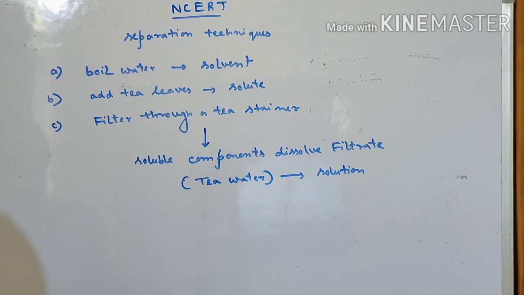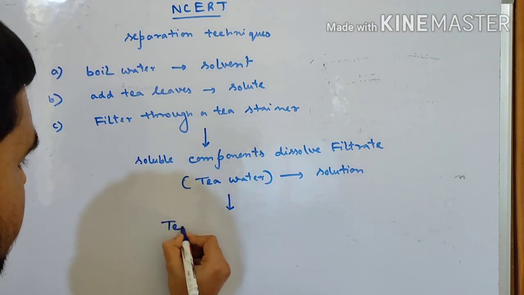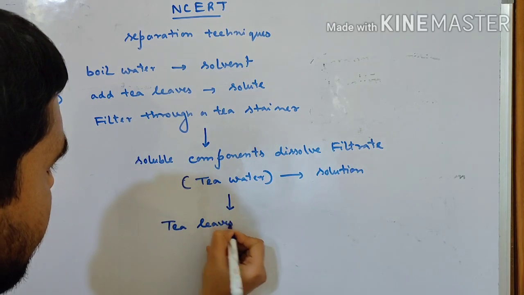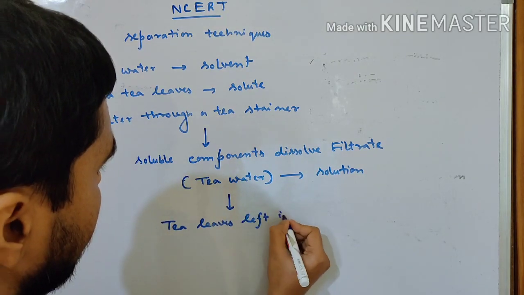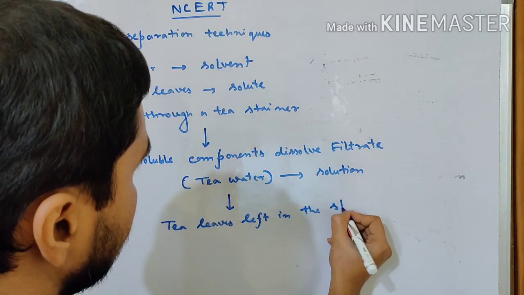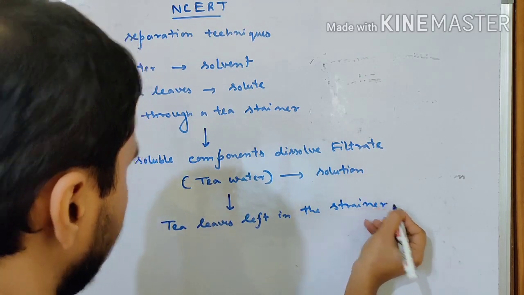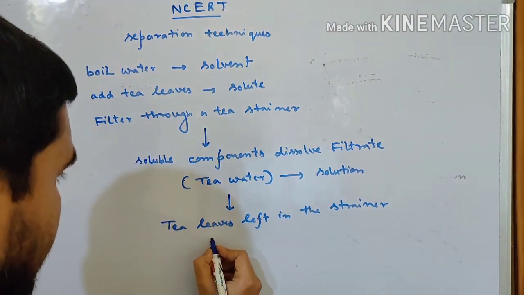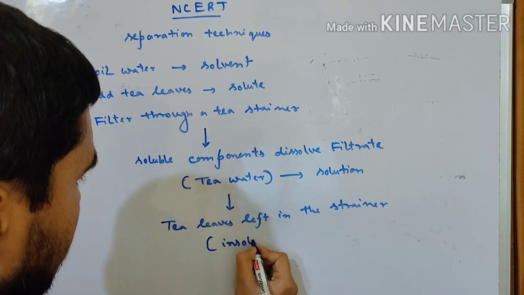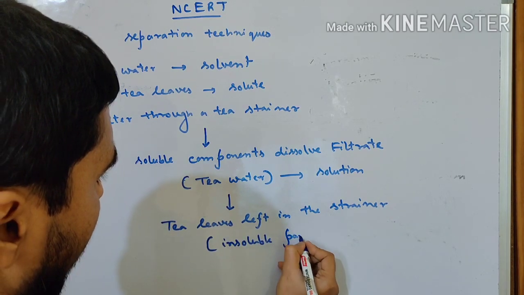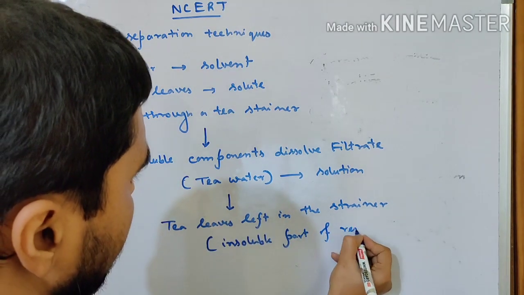After that, what happens? Tea leaves have to be separated. So tea leaves are left in the strainer. That is, we can say it is the insoluble part, the residue.